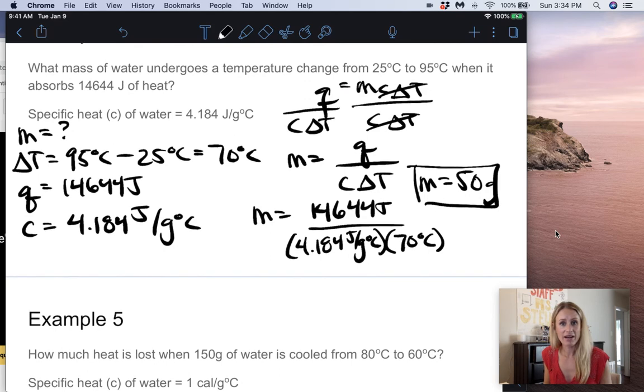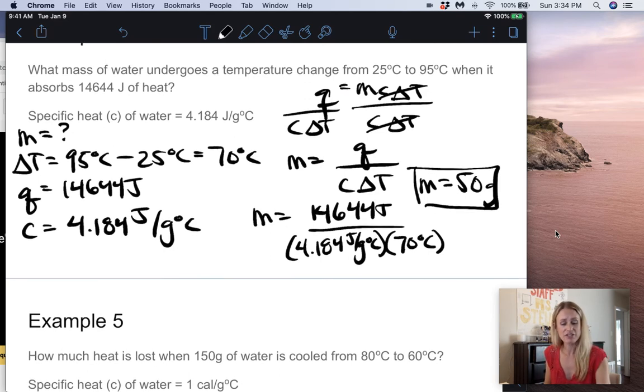Okay, again, pay close attention to how you're doing this in your calculator. Like I said, you want to put parentheses around the denominator here because if you don't, then you would basically just divide 14,644 by 4.184 and then multiply that whole thing by 70. So you have to be really careful about that.